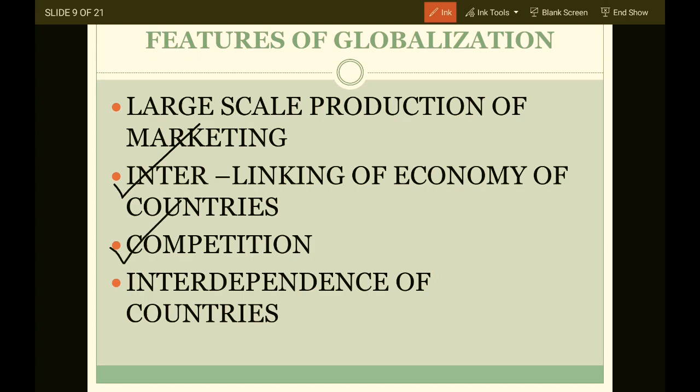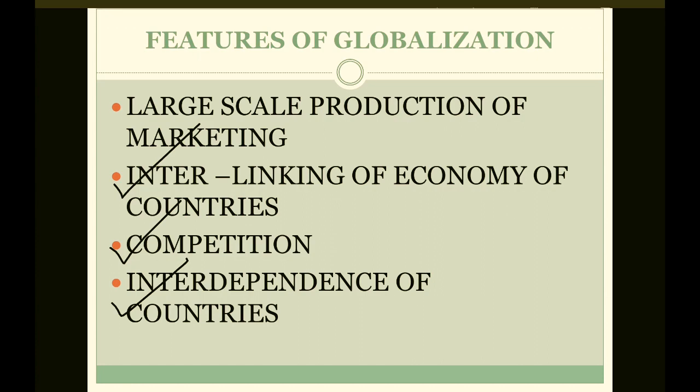Competition, I have told you earlier also. More foreign companies are coming here, so there will be more competition, more alternatives, and more options for the consumer or customer. Interdependence of countries: every country is dependent upon each other for some product or other. Large-scale production: earlier, production was limited to your economy, but now it is unlimited. Foreign companies, investors and entrepreneurs are coming, so the scale of production is huge.